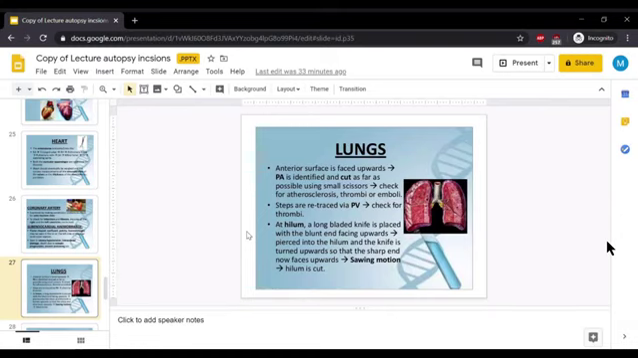At the hilum, a long-bladed knife is placed with the blunt end facing upwards, pierced into the hilum, and the knife is turned so that the sharp end now faces upward. With a sawing motion, the hilum is cut.